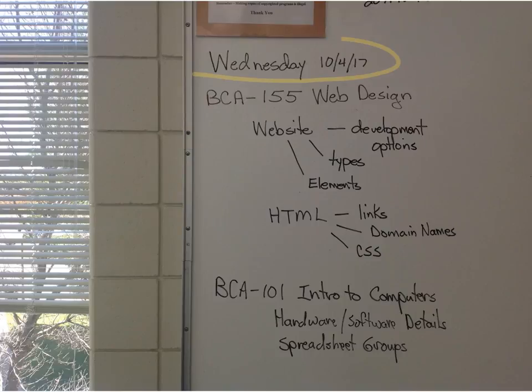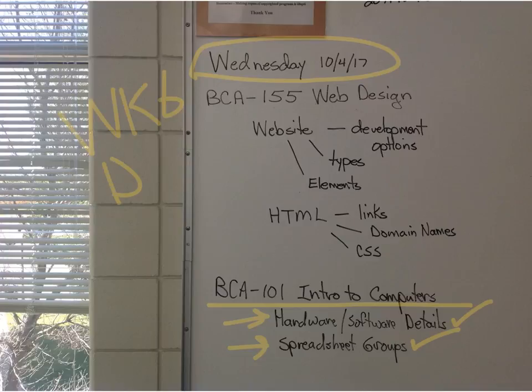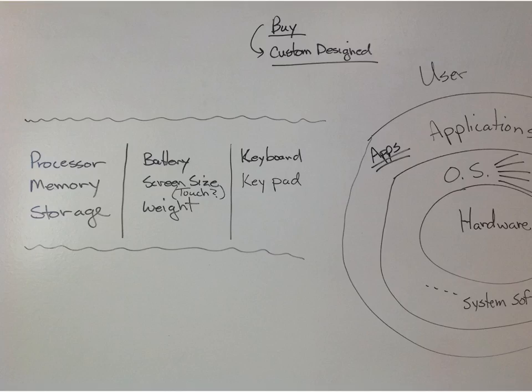It is Wednesday, BCA-101. We did a little review, not really review, we talked a little more about details, and then they did some spreadsheet group work. Week 6, this is day 16 for the year. Students did some work. End of the unit, it's a laptop.